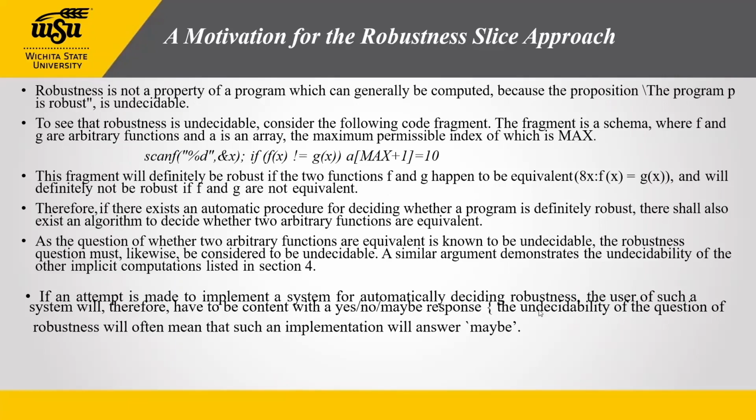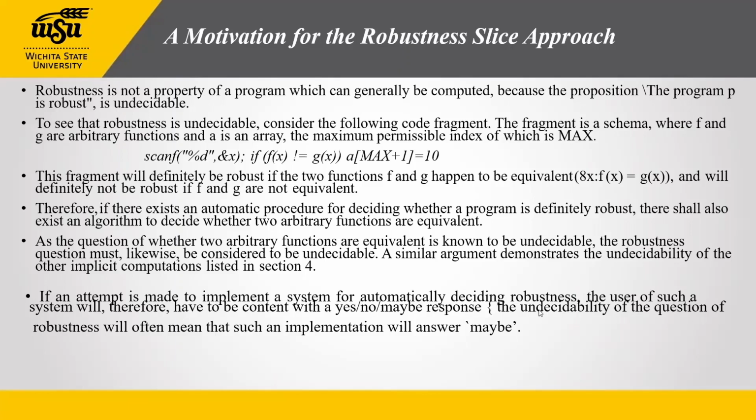And to see that robustness is undecidable, consider the following code fragment. The fragment is a schema or a structure where f and g are arbitrary functions, and a is an array which we have taken, the maximum permissible index of which is max. We'll take an input variable x from the user, and we'll check the two functions, f of x not equal to g of x. If they are not equal, then we'll assign the array a at index max to 10. So we can make the 10 steps.